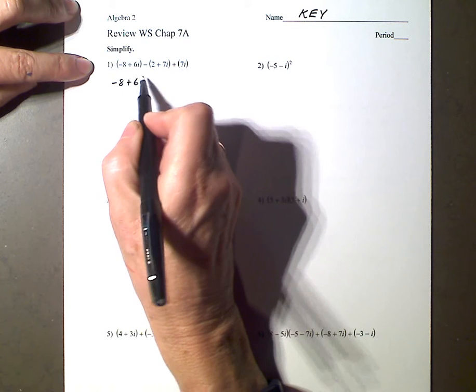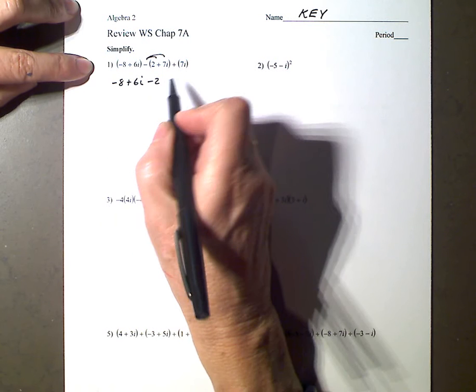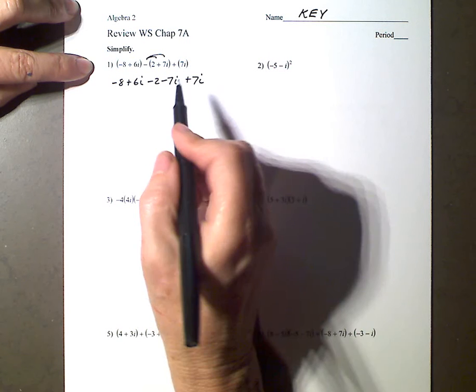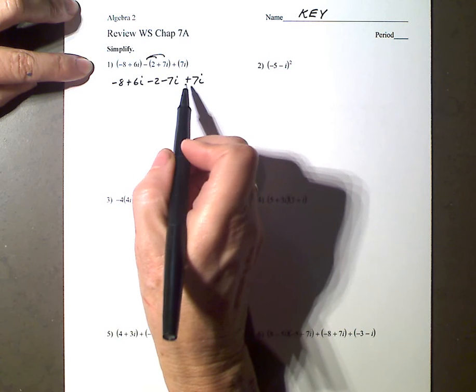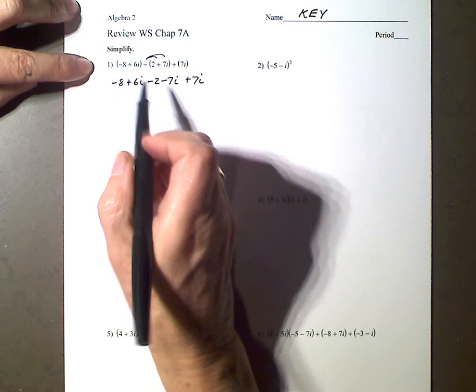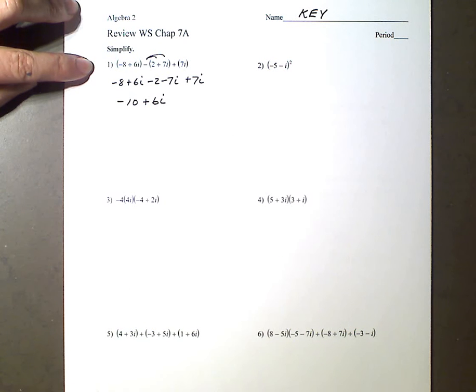except I'm subtracting the 2 plus 7i, so subtracting 2, subtracting 7i, adding 7i. So the 7i's cancel each other out, and I have a 6i, and then I combine the negative 8 and the negative 2, so I've got negative 10 plus 6i is my answer on that one.